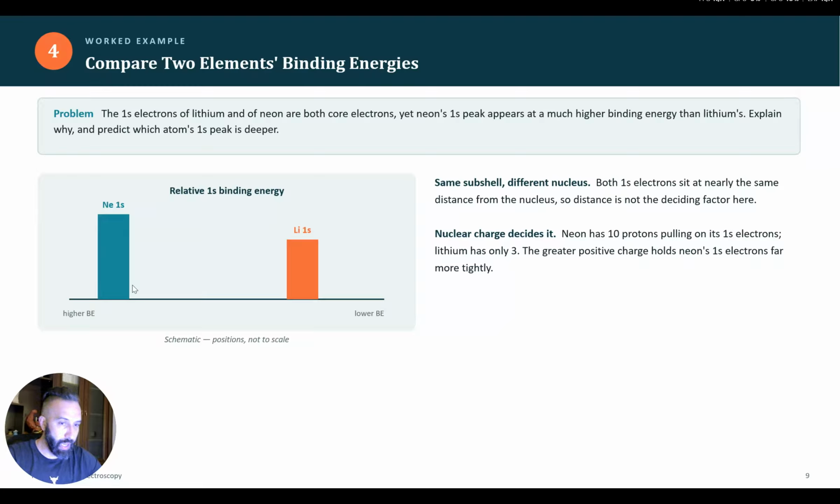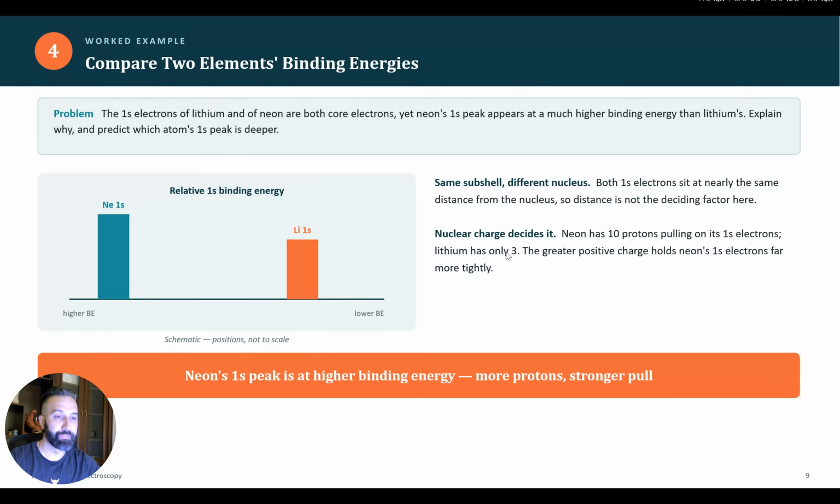Well, neon has more protons in the nucleus, which means that there is a higher positive charge in the nucleus. So that means that every electron of neon is pulled in more towards the nucleus and therefore will have a higher binding energy and it will be moved to the left side. As you can see here, it tells us neon has 10 protons and lithium only has 3 protons. So it's much moved to the left side for neon. Yeah, more protons, stronger pull.